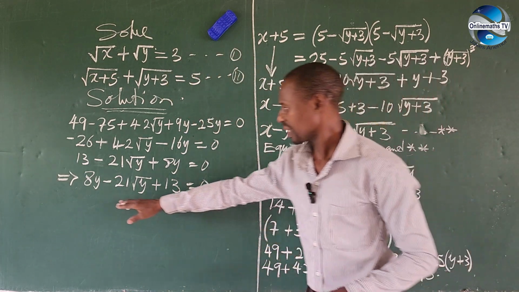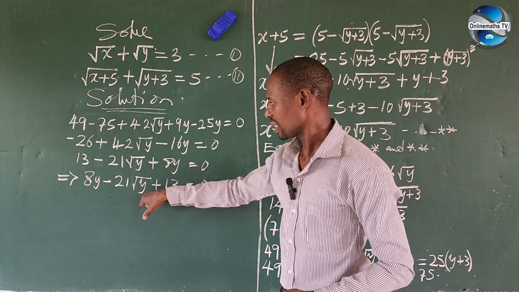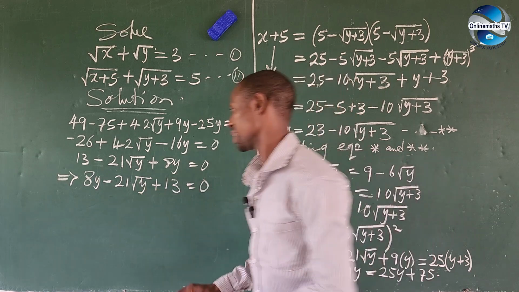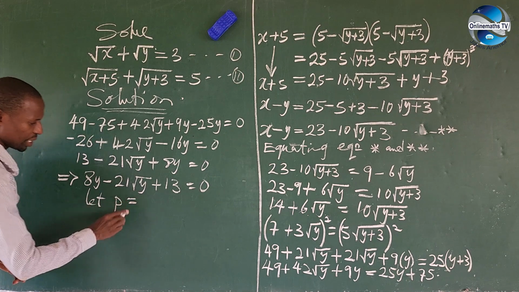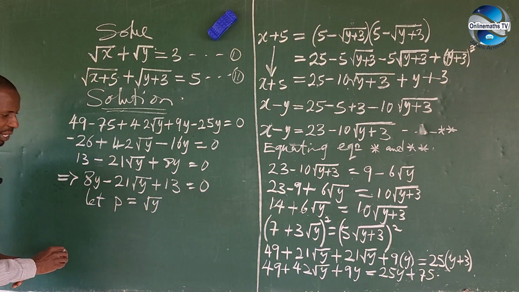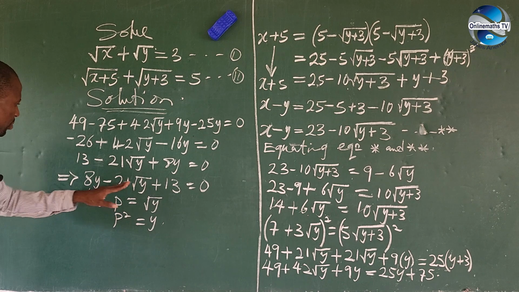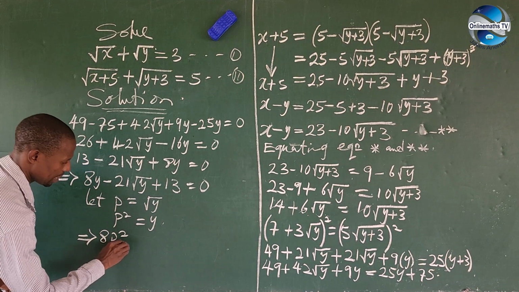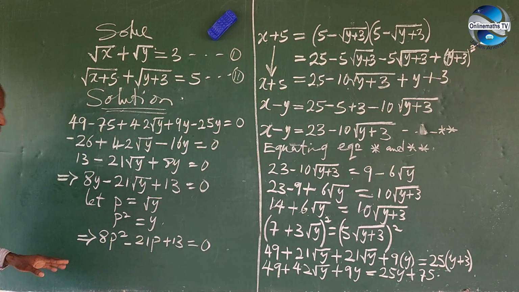Okay, so if you look at this now, we can form a quadratic equation from here by handling this radical here. So to handle this radical, we bring in another quantity or another alphabet to represent this. So let's bring out here p, okay? So you can say let p be equal to the square root of y. Therefore, p squared will now be equal to what? y. So substituting into this expression here, this now implies 8p squared minus 21p plus 13 is equal to 0.